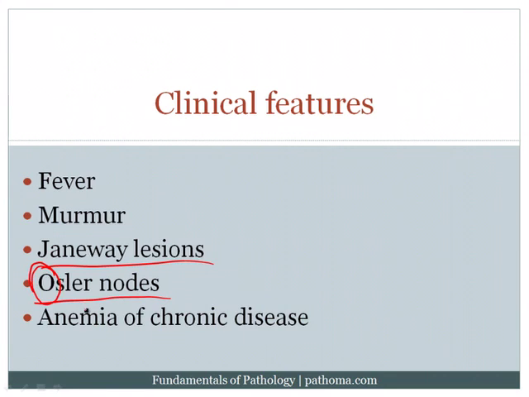In addition, you can get splinter hemorrhages in the nail bed, and that again would be due to septic embolization. And so these are some of the key findings that arise with septic embolization. Now, finally, the patients can also have anemia of chronic disease. Of course, they've got chronic inflammation because they've got this infectious endocarditis, which can then lead to anemia of chronic disease.